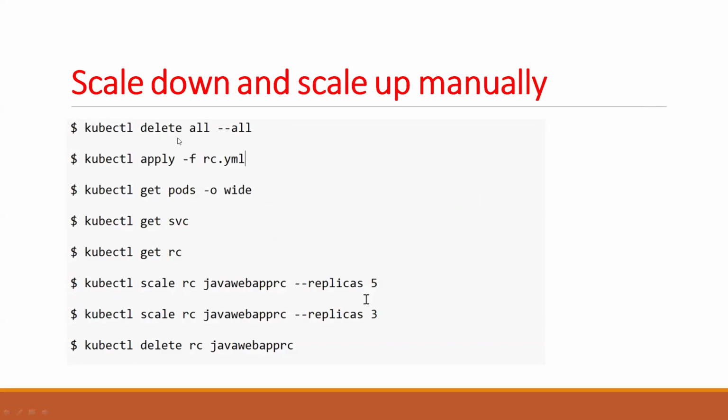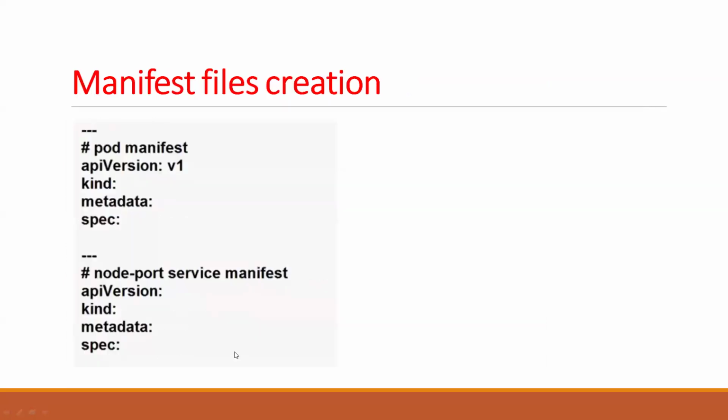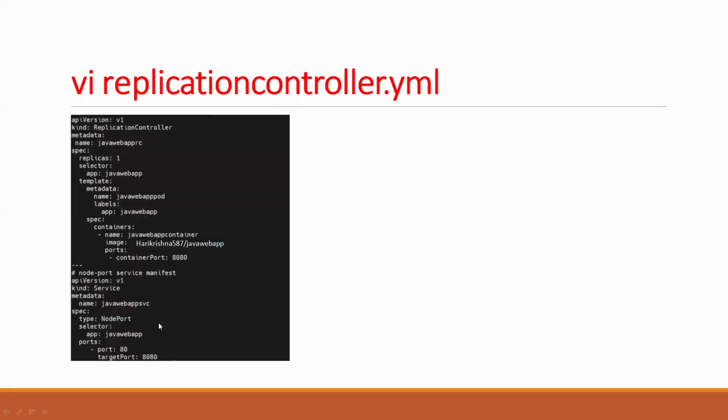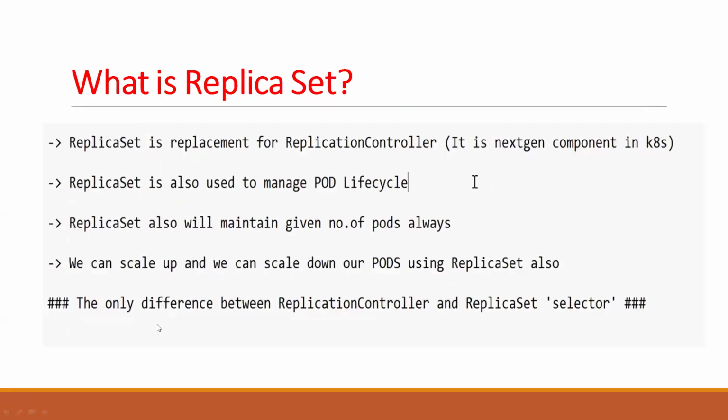So with kubectl delete all, kubectl apply rc.yaml, we created it yesterday, right? Something like get svc, rc is nothing but a replication controller. With kubectl scale rc, the pod name and replicas 5, it will increase the replicas, or decrease the replicas: scale up and scale down. This is the replication controller file we already showed yesterday, right?